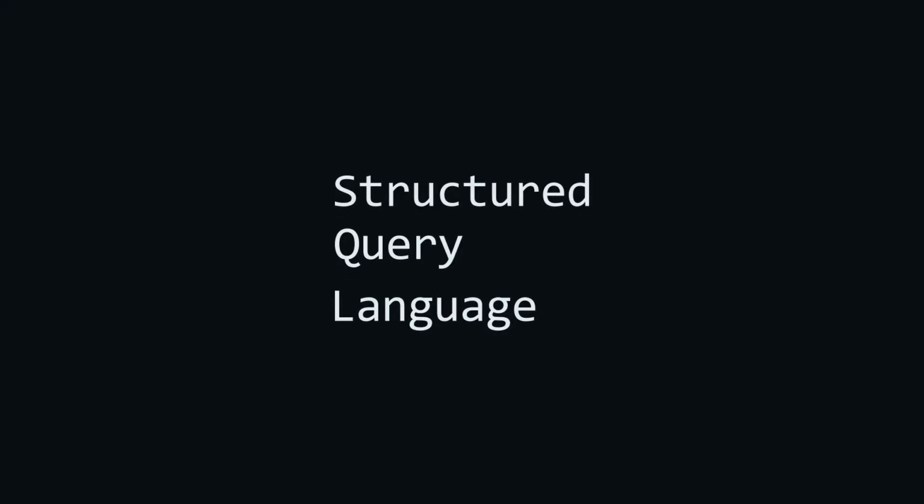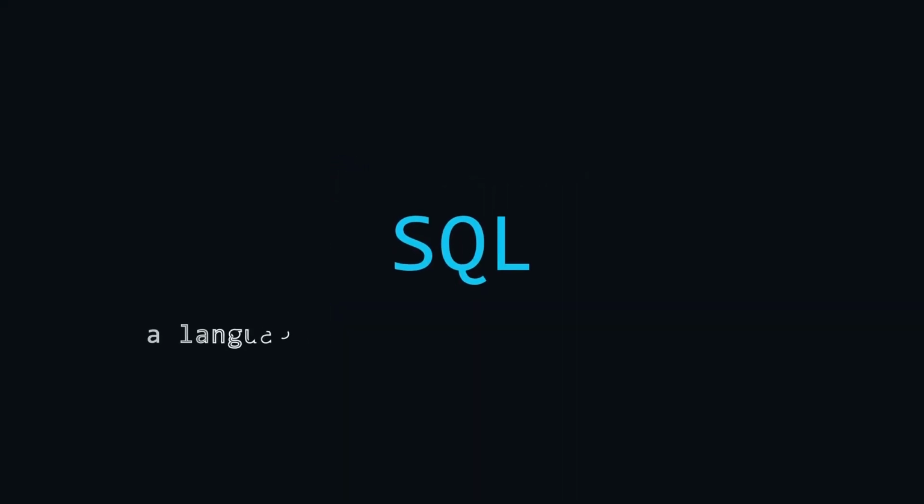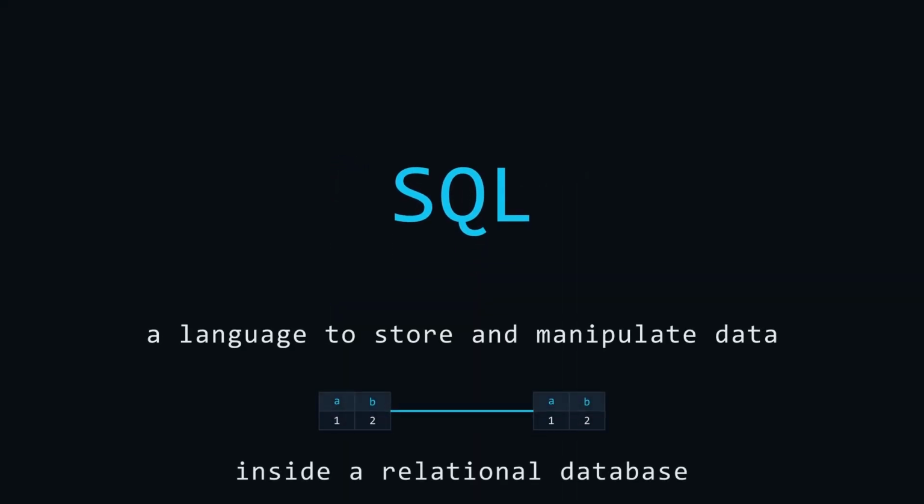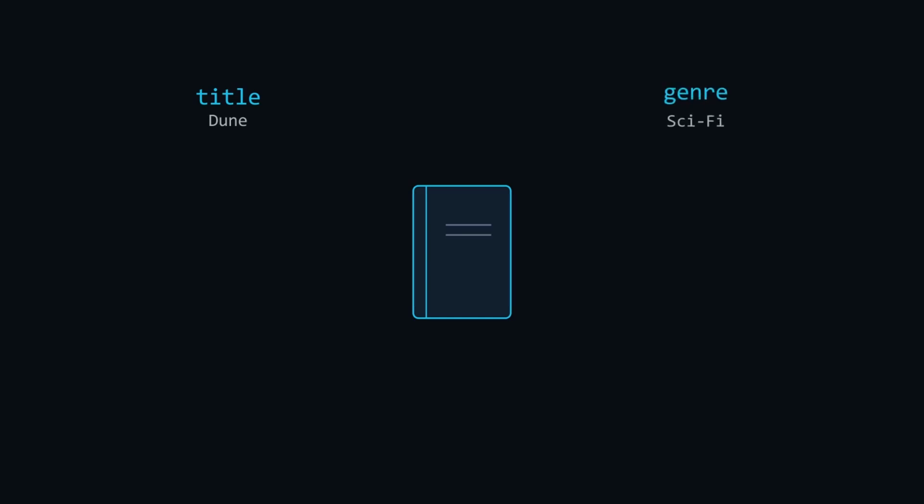Structured Query Language, or shortly SQL, is a language to store and manipulate data inside a relational database. Let me explain. Imagine a book. What can we say about it? It has a title, a genre, a release date, a page count, an author. Each of these properties is called an attribute.